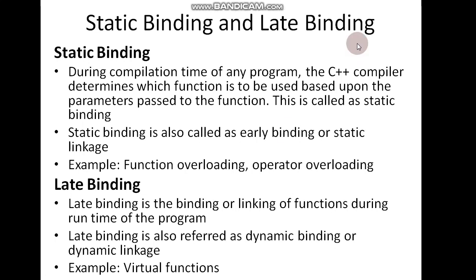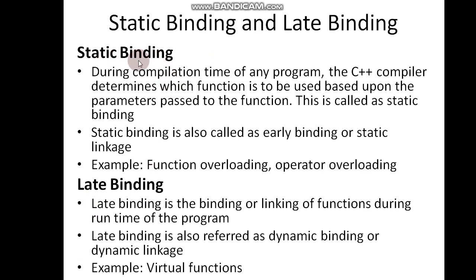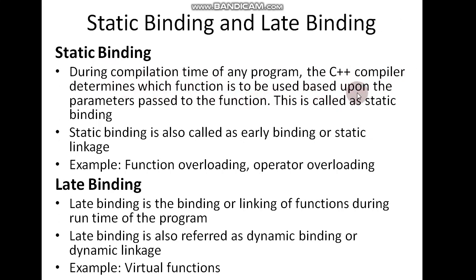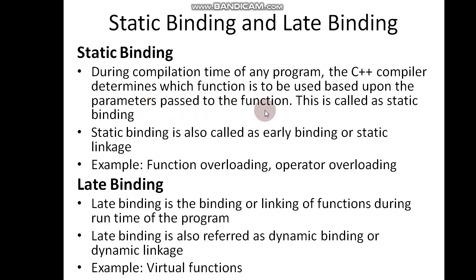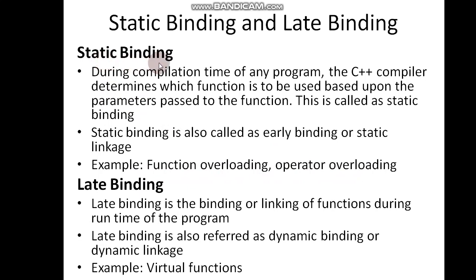The slide gives the definition of static binding and late binding. So static binding: during compilation time of the program, compiler determines which function is to be used based upon the parameters passed to the function. This is called as static binding. Static binding is also called as early binding or static linkage. Example for static binding is function overloading and operator overloading. So this is nothing but compile time polymorphism. Polymorphism is resolved at compile time.